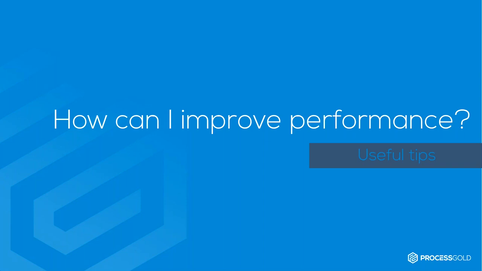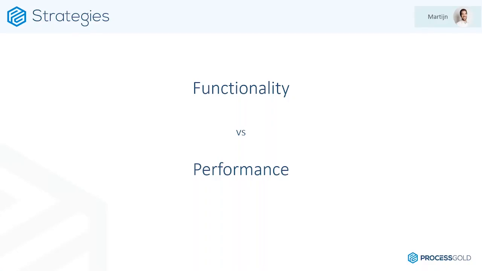However, to make a big impact in the performance of your apps, you usually have to consider your functionality as well. Because when making a big change in performance, you often have to balance functionality against performance to do this. So when our customers ask us, can you help us make our app faster?